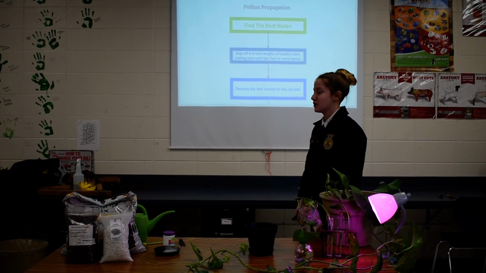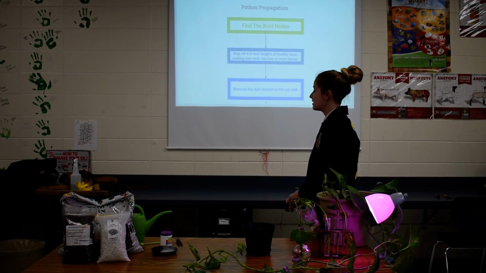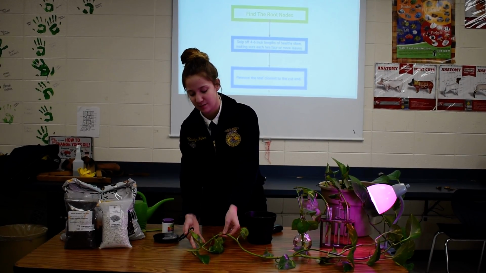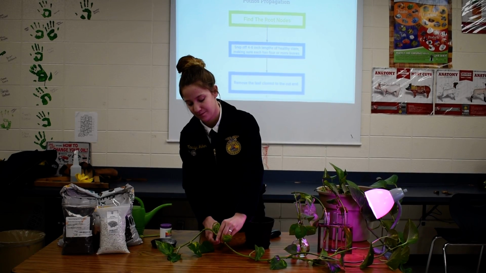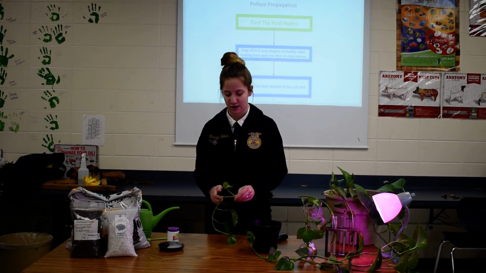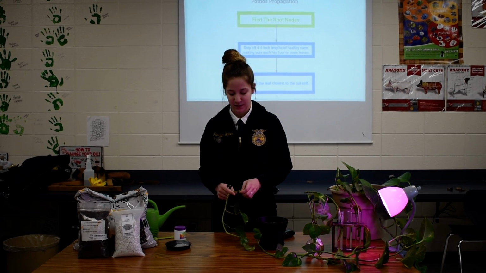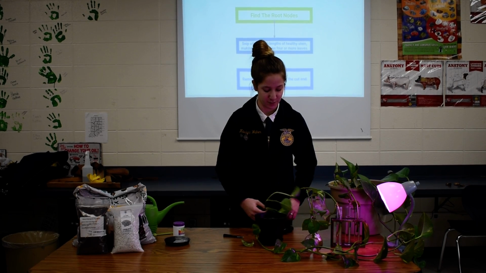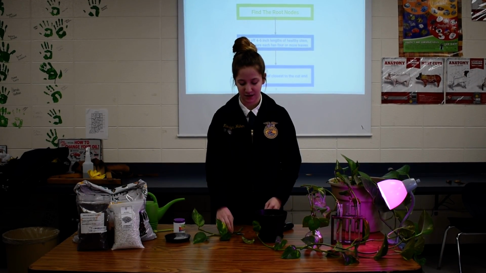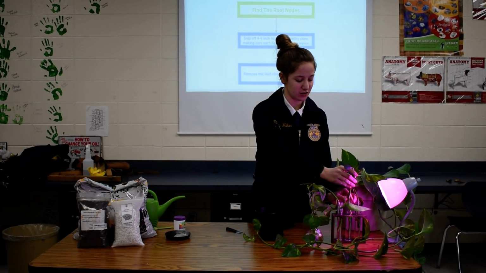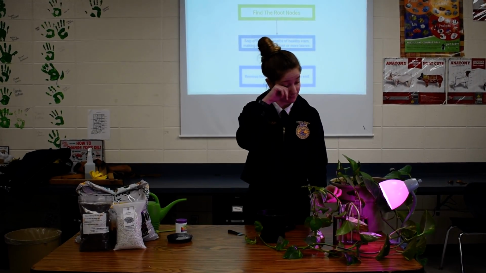In both methods, the first step you will need to do is find the root nodes. You're going to want to snip off 4 to 6 inches and make sure that each snipping has at least 4 leaves on it. In both methods, you're going to want to cut off the bottom leaf where the nodes are. And in the first method, you're going to want to just place your cutting in water, and make sure that this is in indirect light.